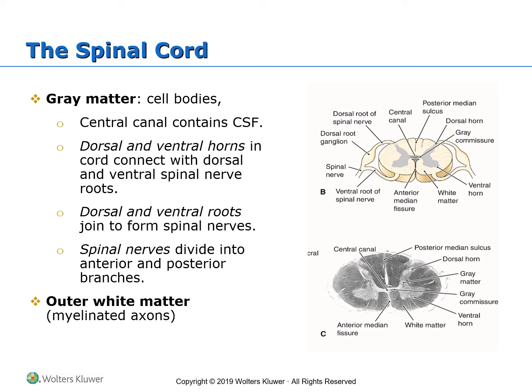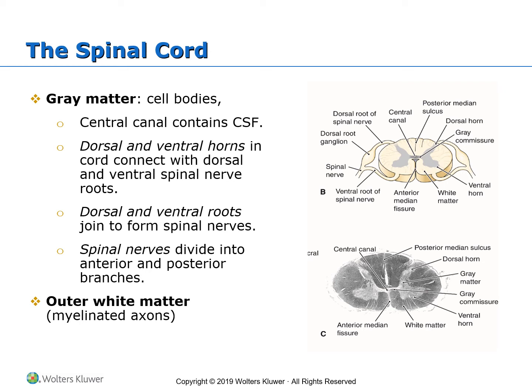and another column is found on the anterior or ventral region on each side, as so. You can see those columns. Those are the ventral columns, also called horns, and the dorsal horns for the posterior columns. The bridge of gray matter that connects the right and left horns is called the gray commissure. In the center of the gray commissure is a small channel that is called the central canal.